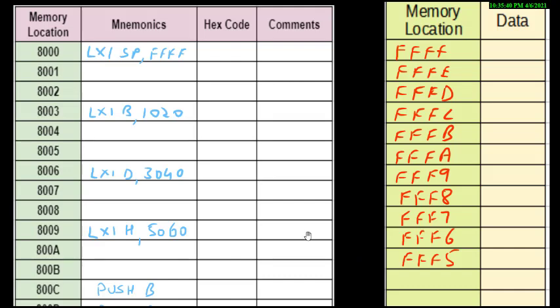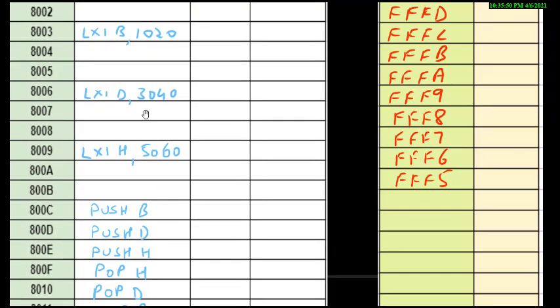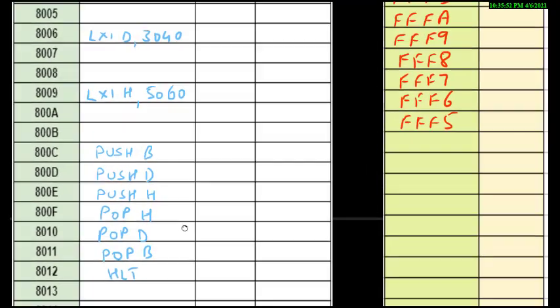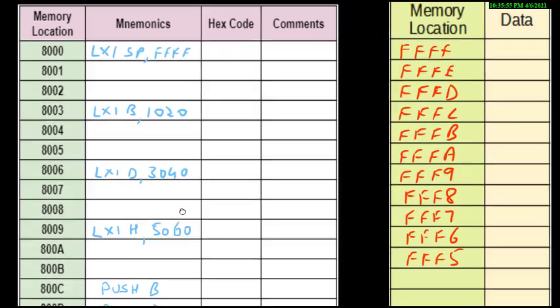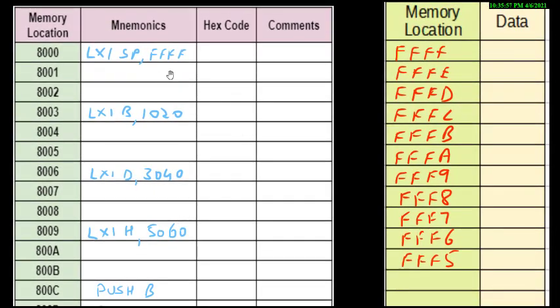Now we'll understand the working of the stack using some instructions. Here I have written some instructions: the first is LXI SP FF, then LXI B, LXI D, LXI H, and some push and pop instructions. We start with LXI SP FF. Of course this is a 3-byte instruction. I am not running the hex code because I just want to demonstrate the working of the stack. With this LXI SP, the stack pointer is initialized at FF.